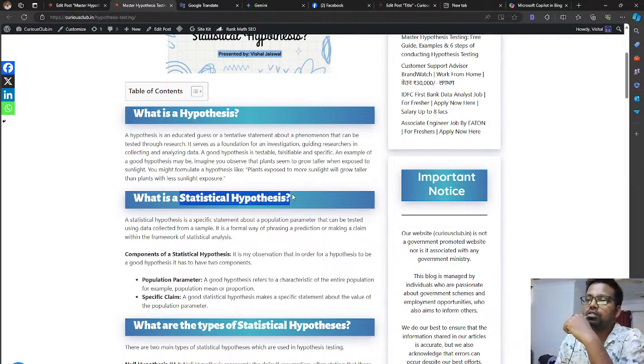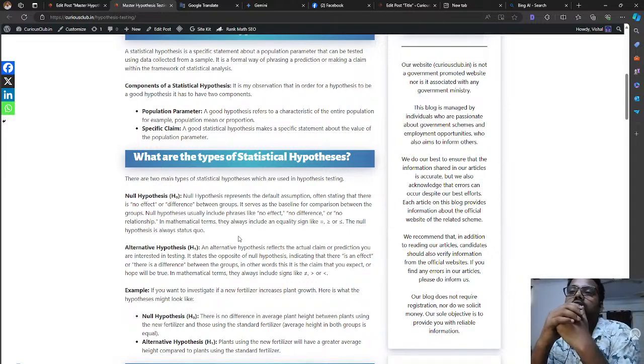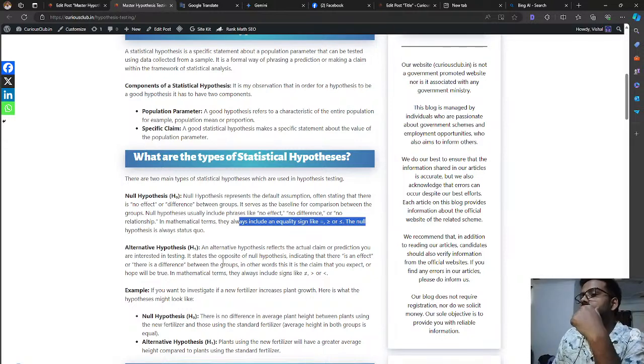What are we talking about? We are talking about statistical hypothesis. How do you form a statistical hypothesis? There is a null hypothesis and there is an alternative hypothesis. What is a null hypothesis? The null hypothesis represents the default assumption, which says that there is no defect, no difference, the two groups are the same. I have mentioned the details, like how they are mathematically represented.